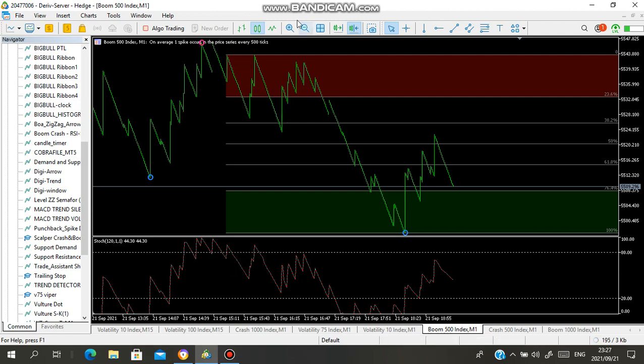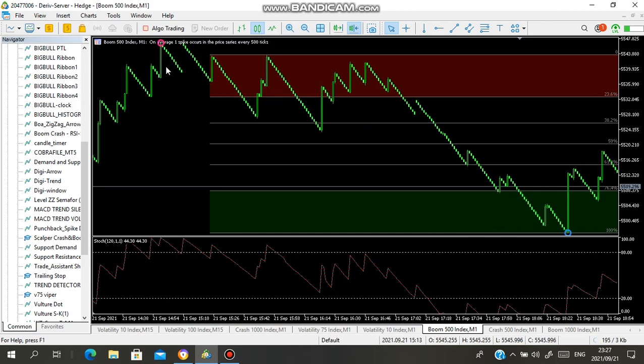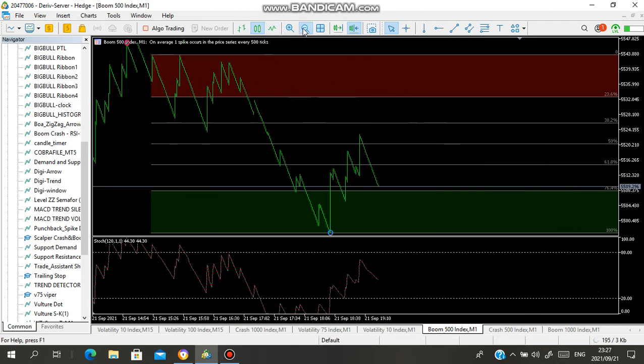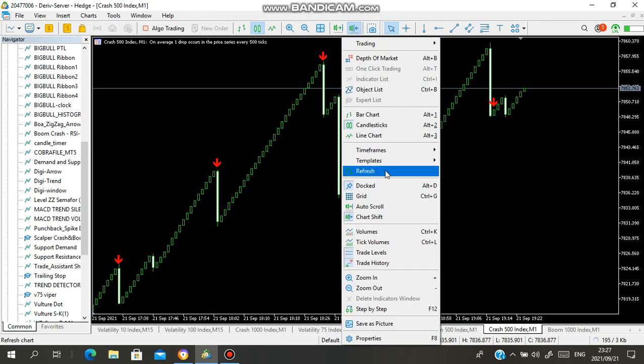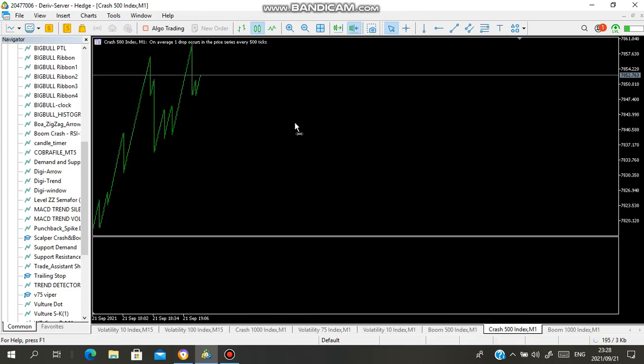So when you enter a trade, what you're going to do is take 3 to 5 candles. For example, 1, 2, 3, 4, 5 candles, then you're out. Only take 3 to 5 candles when you use this system, because I've seen that spikes occur a lot.